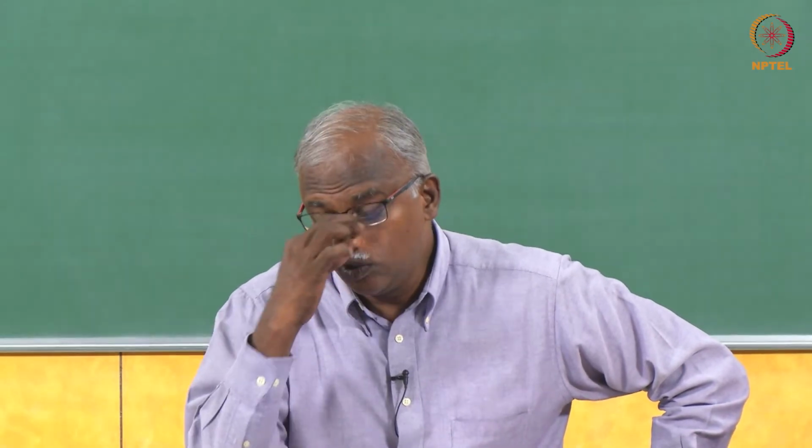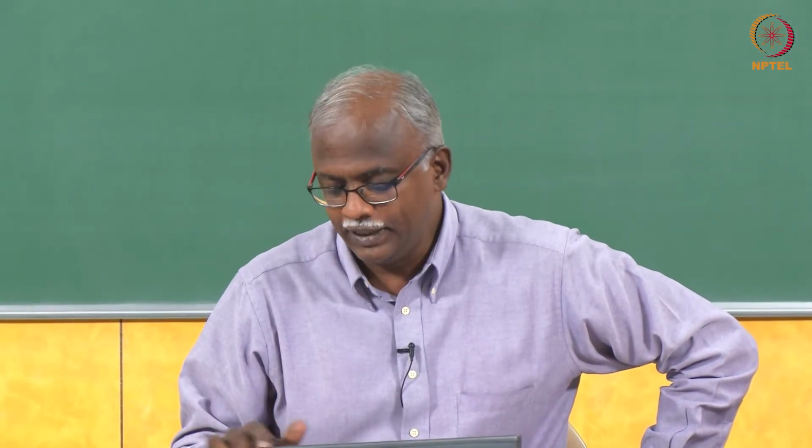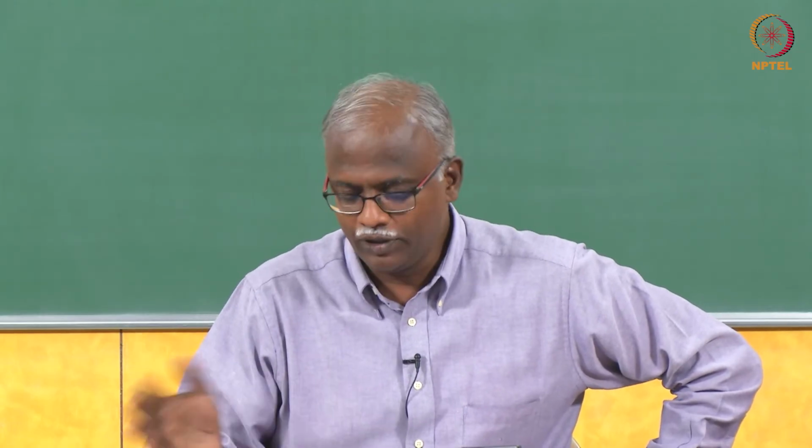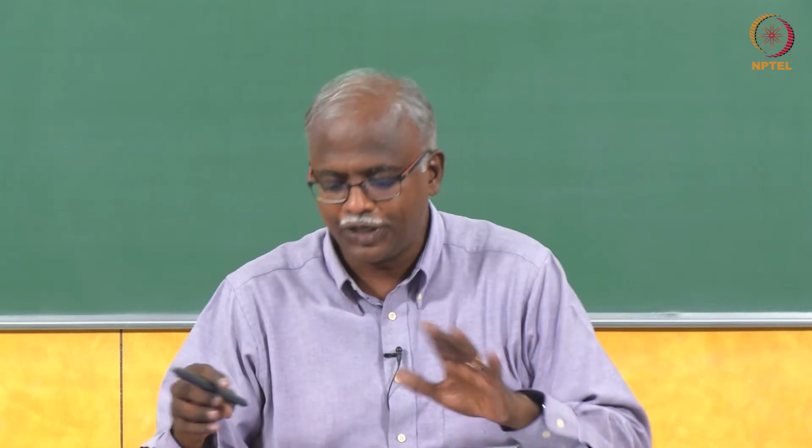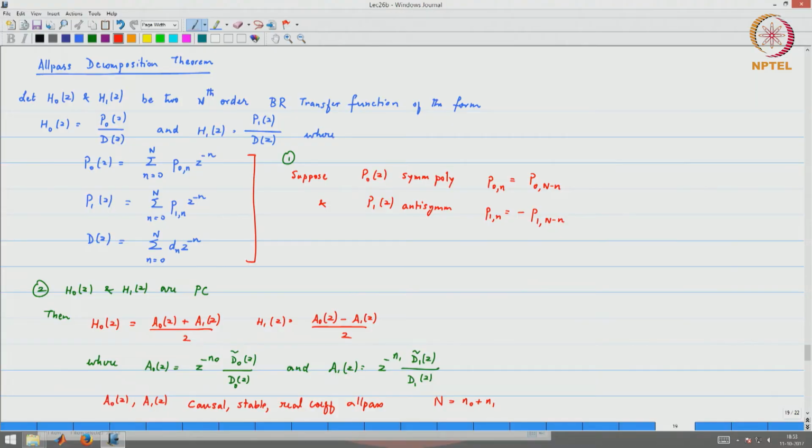Now, a quick check you can do to confirm that the denominator order is N: if you take these and take the common denominator, it will be D0 into D1. So the order will come out correctly, and then of course you can make arguments about the numerator as well. Okay, now this is the theorem.